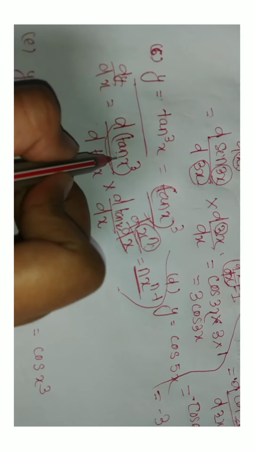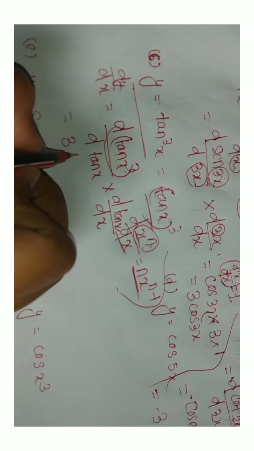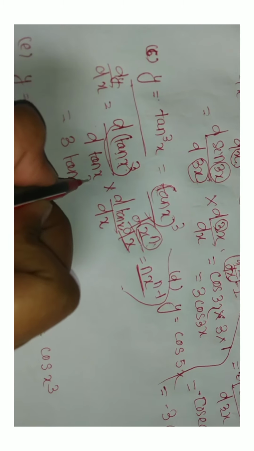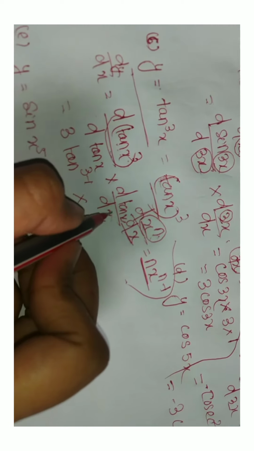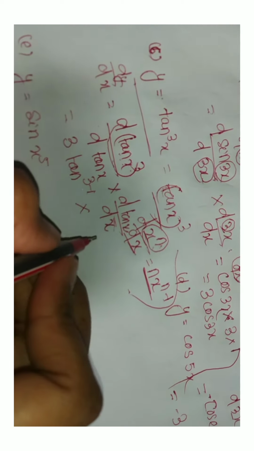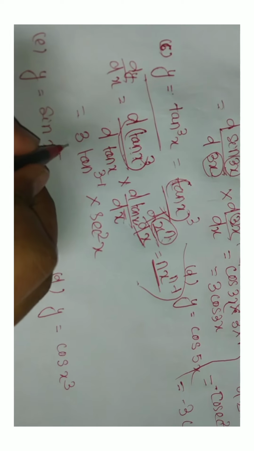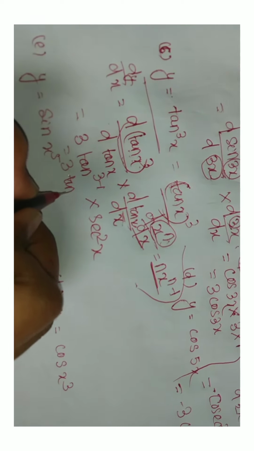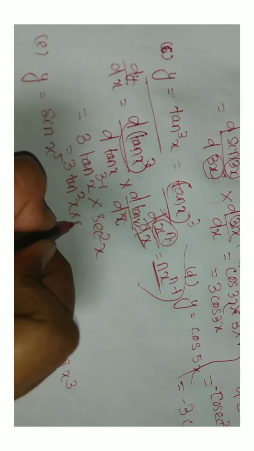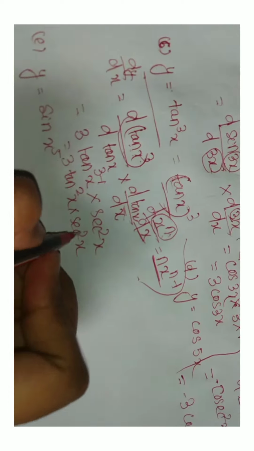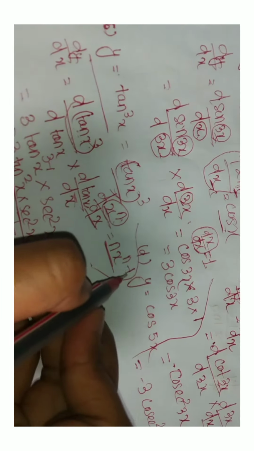So the derivative of tan x to the power 3 is equal to 3 tan to the power 3 minus 1, into the derivative of tan x, which is sec square x. That is equal to 3 tan square x into sec square x. This is the answer for tan cube x.